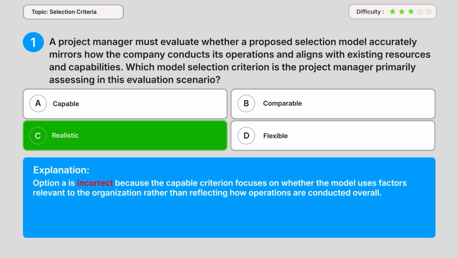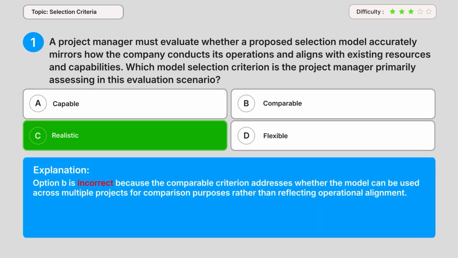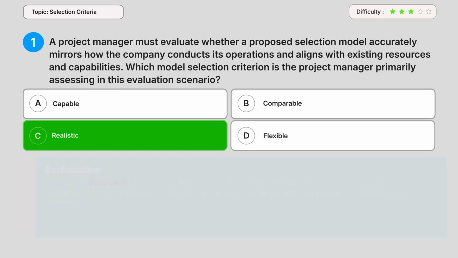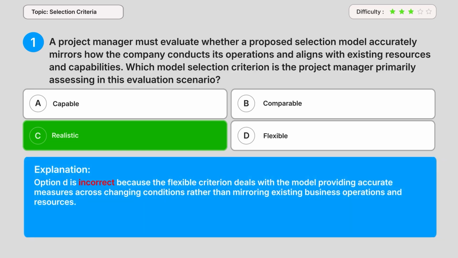Option A is incorrect because the capable criterion focuses on whether the model uses factors relevant to the organisation rather than reflecting how operations are conducted overall. Option B is incorrect because the comparable criterion addresses whether the model can be used across multiple projects for comparison purposes rather than reflecting operational alignment. Option D is incorrect because the flexible criterion deals with the model providing accurate measures across changing conditions rather than mirroring existing business operations and resources.